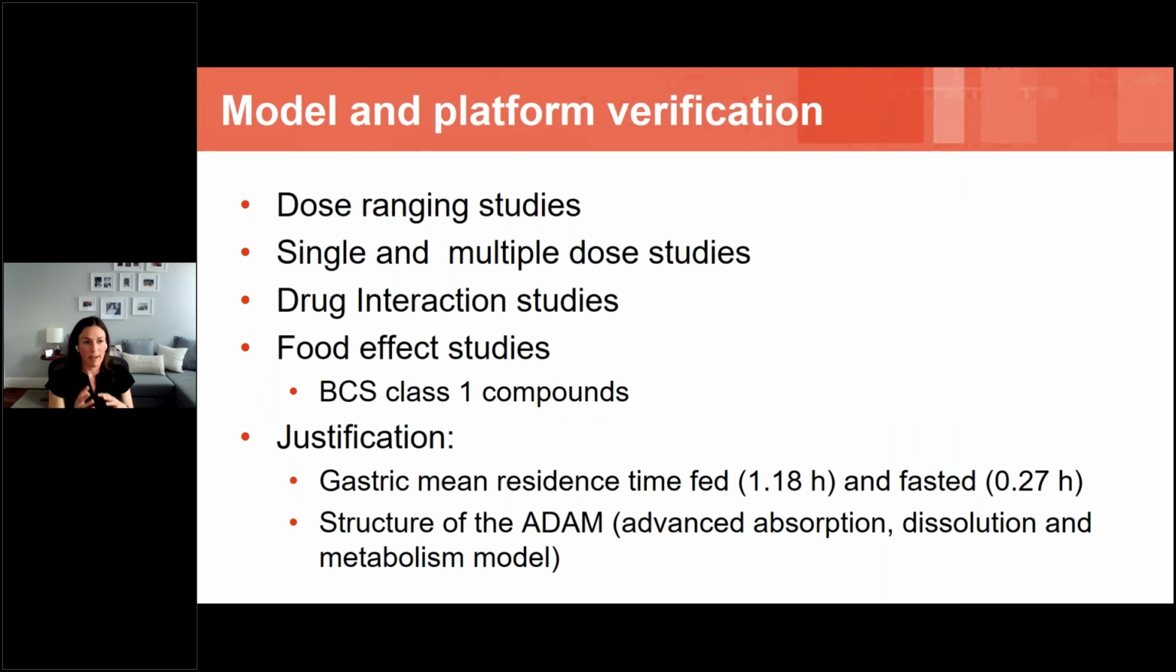So after we built the models and submitted them to the regulatory agencies, we got, as you could imagine, a lot of feedback.